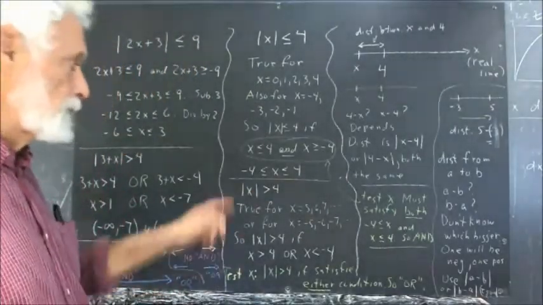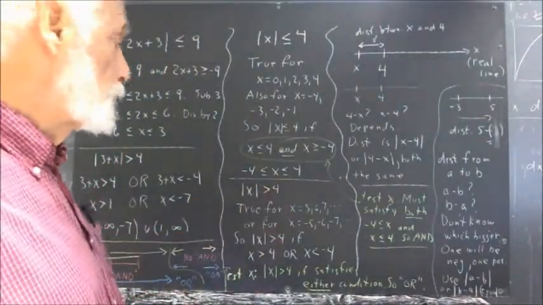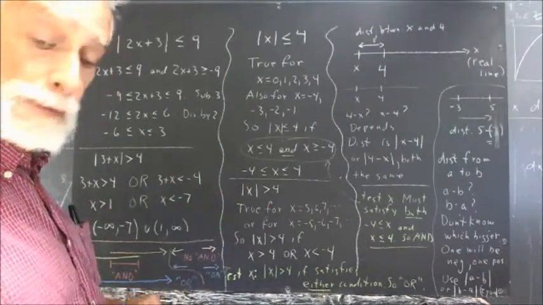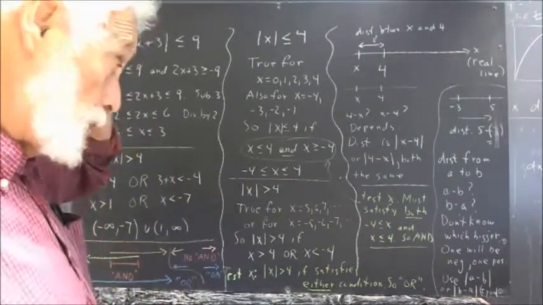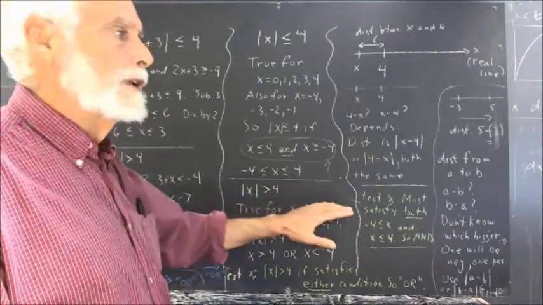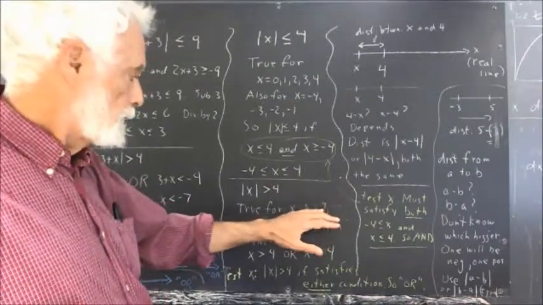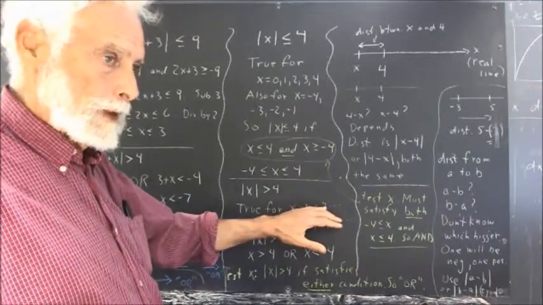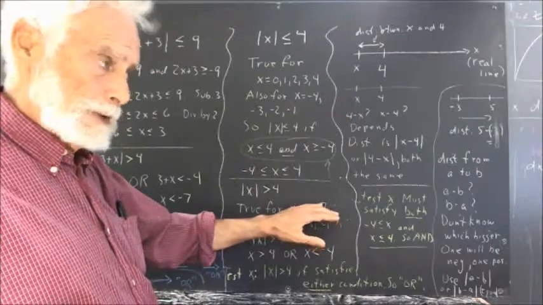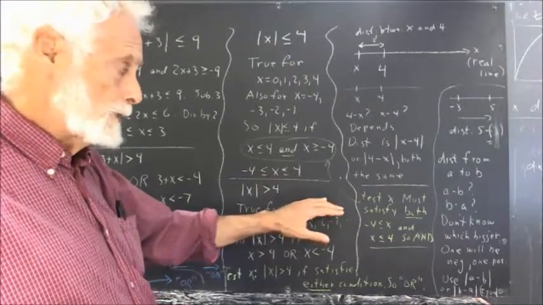Now, absolute value of x greater than 4. Let's consider this inequality. Can you tell me what integers this is true for? Well, you should pause a little bit and think about it, but assuming you've done so.